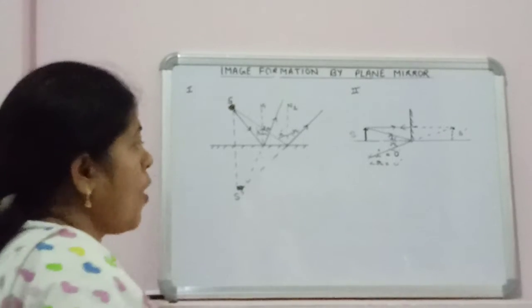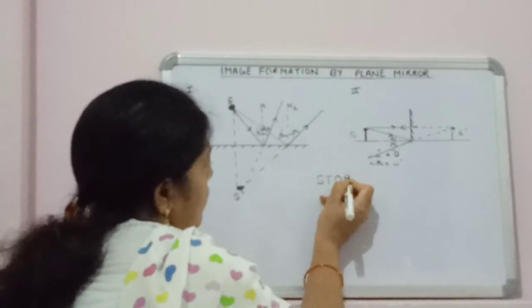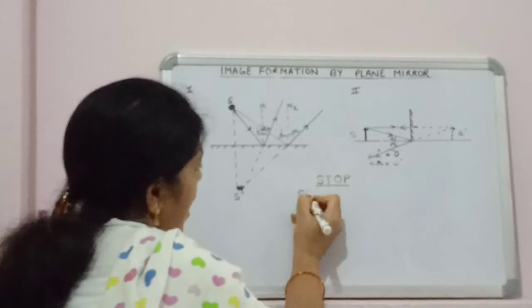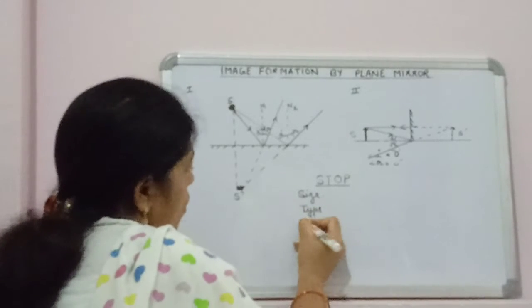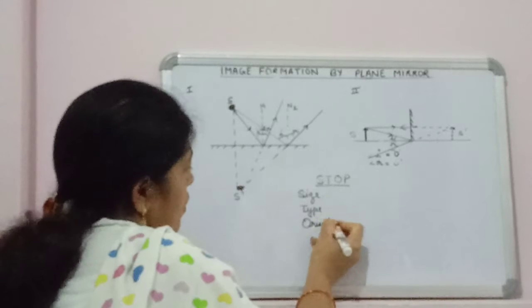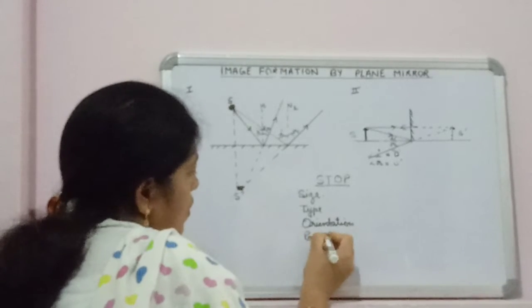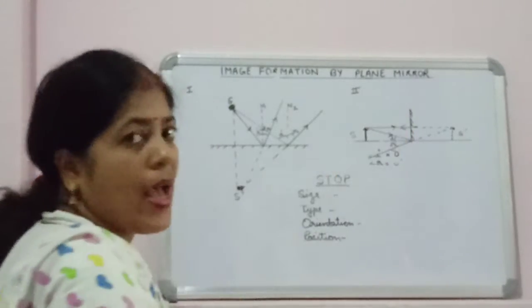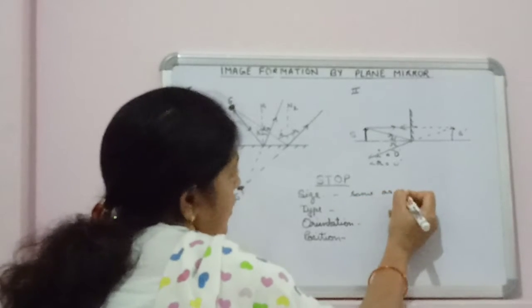Now we have to write the properties also. We will use STOP. What is this? S stands for size, T for type, O for orientation and P for position. The size of the image will be the same as the object.